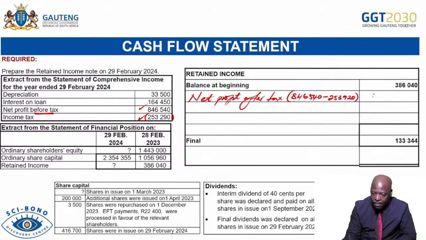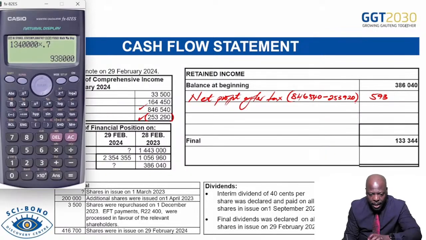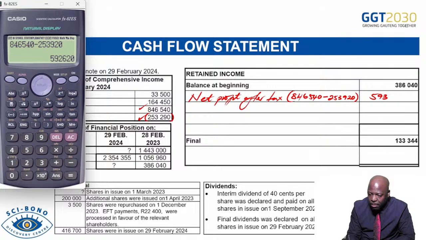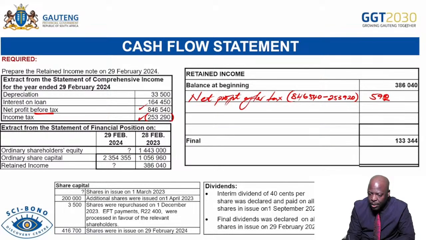Okay, and then I'm going to end up now with 593,250. Let's just confirm that as we do it together. That is 846,540 minus 253,920, and that's going to give us 592,620. So here it becomes 592,620.